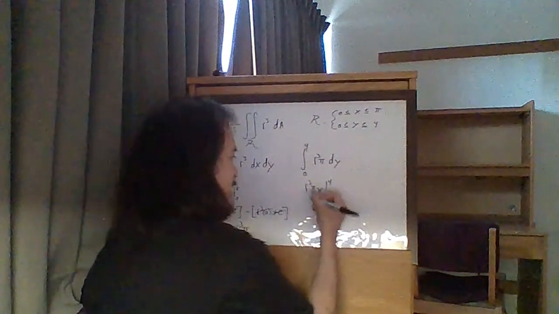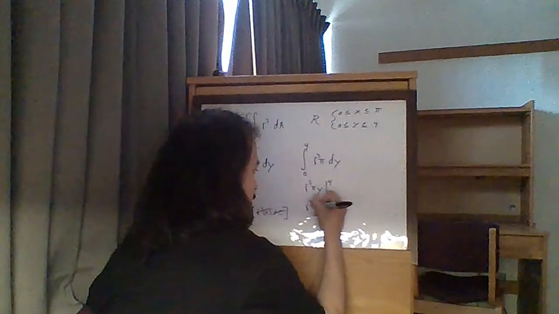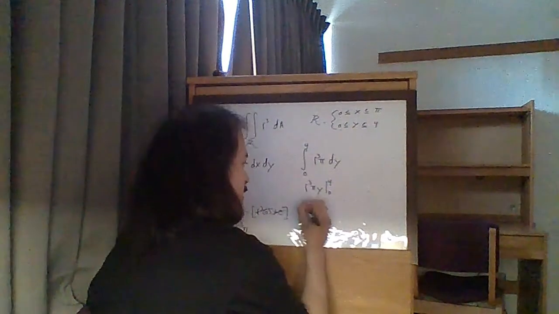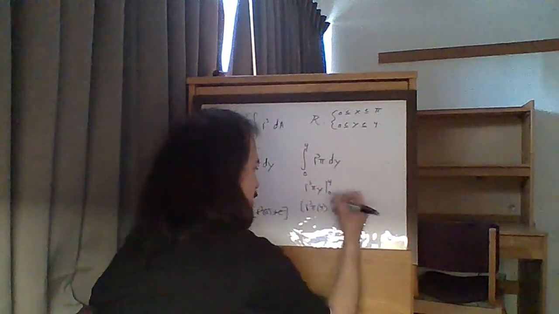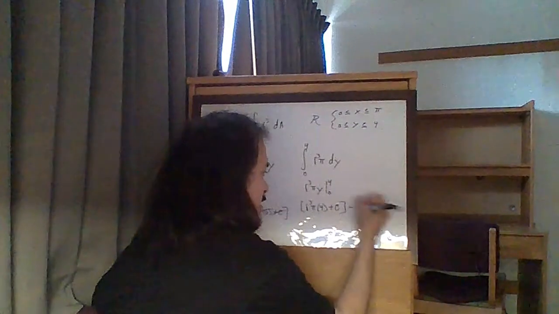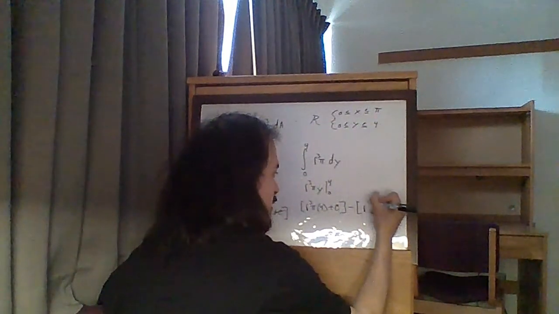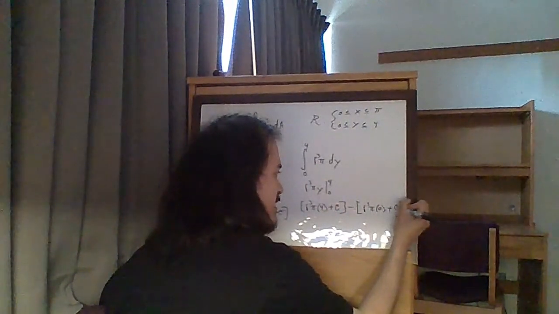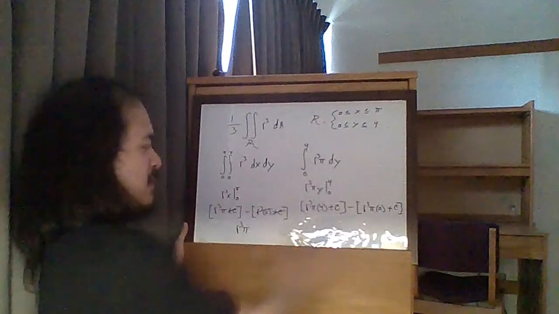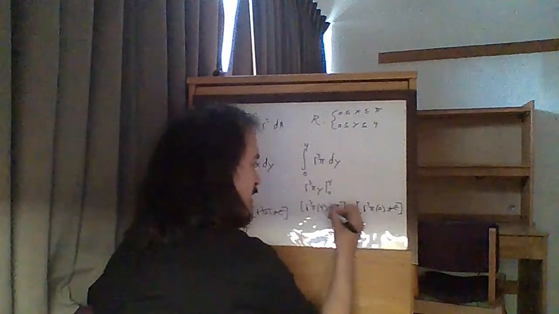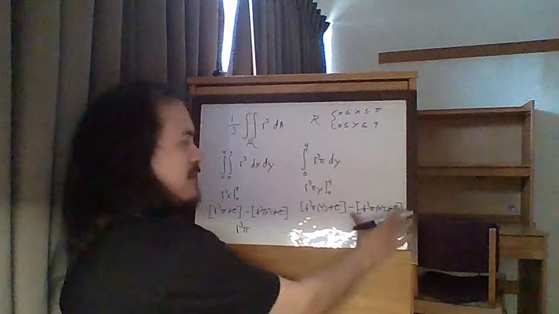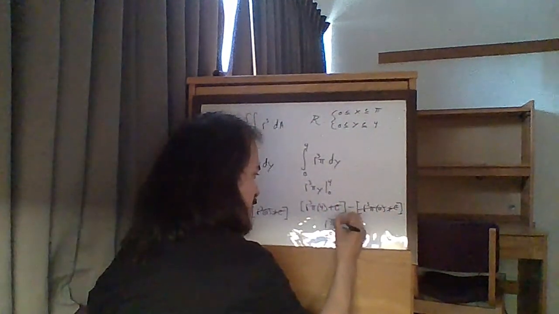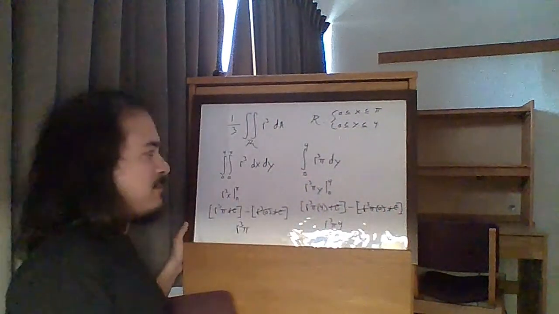So as we continue, we have r cubed times pi times 4, plus c, minus r cubed times pi times 0 plus c. Just like what happened over here, the c's cancel each other out. Anything times 0 is 0, so everything over here is 0. All we're left with is r cubed times pi times 4.